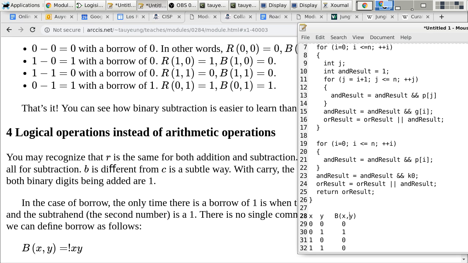Now we look at the equation, not x and y. At least one of these two is a zero, so the whole thing is a zero. With this one, x is a zero, not zero is one, y is one, one and one is one. With this one, y is a zero, so the whole thing is going to be a zero because it's a conjunction. With this one over here, x is a one, not one is a zero, so the whole thing is going to be a zero. So now we can see how not x and y is going to give me exactly what I want. The borrow values can be computed by not x and y. Is that okay? What about the result?